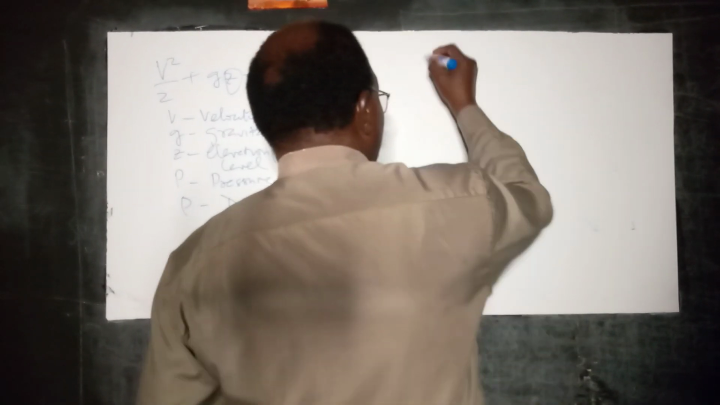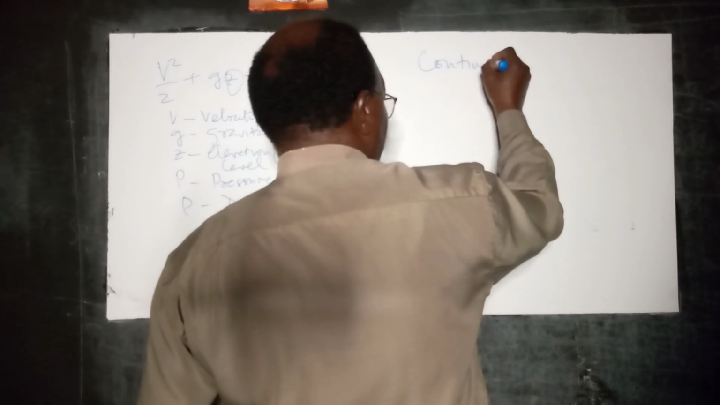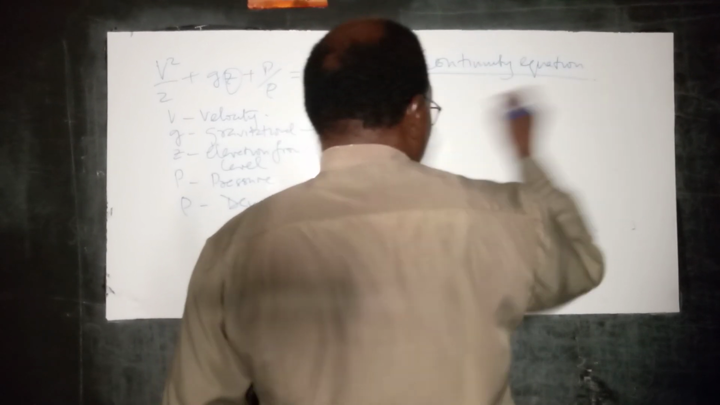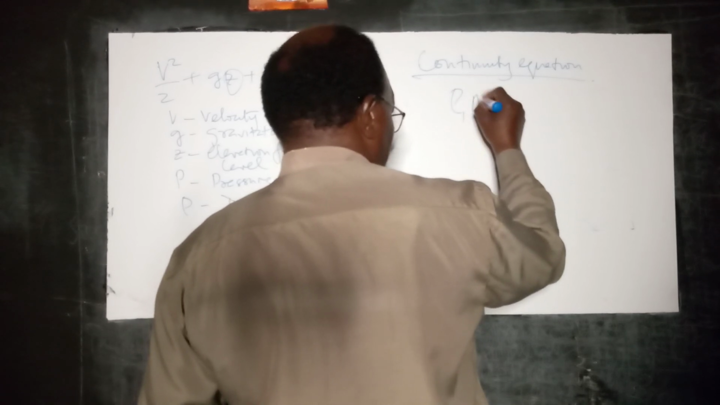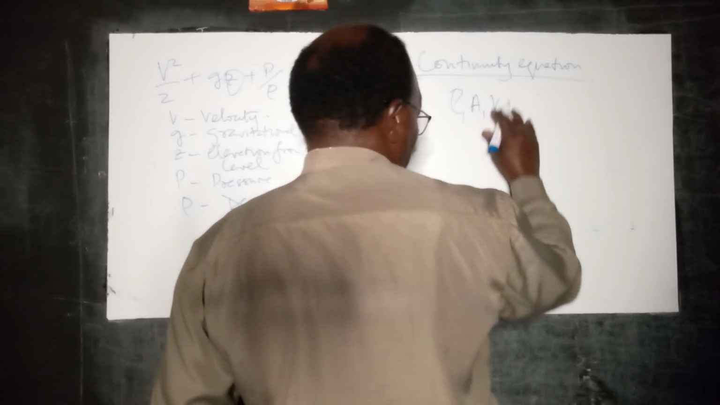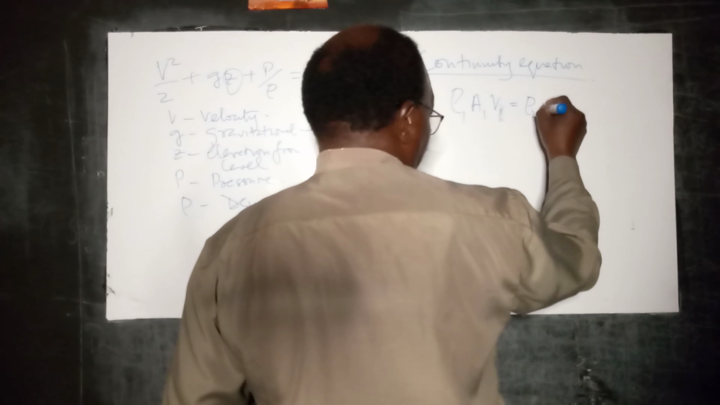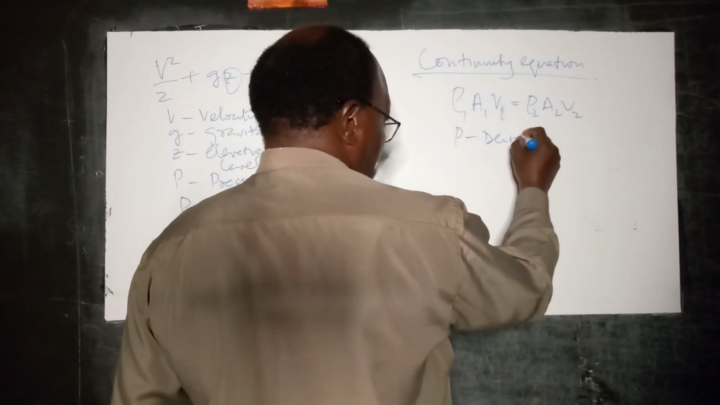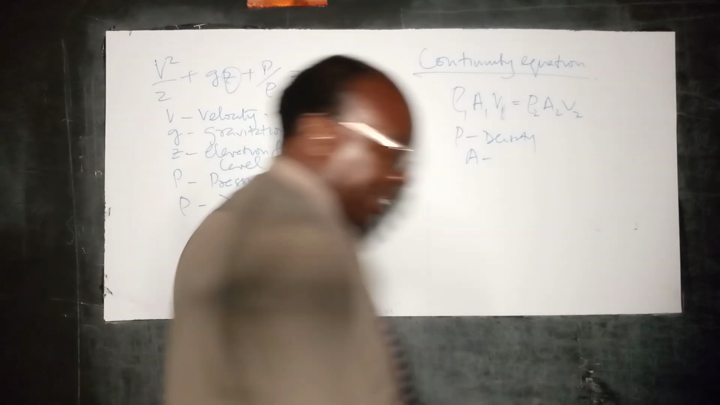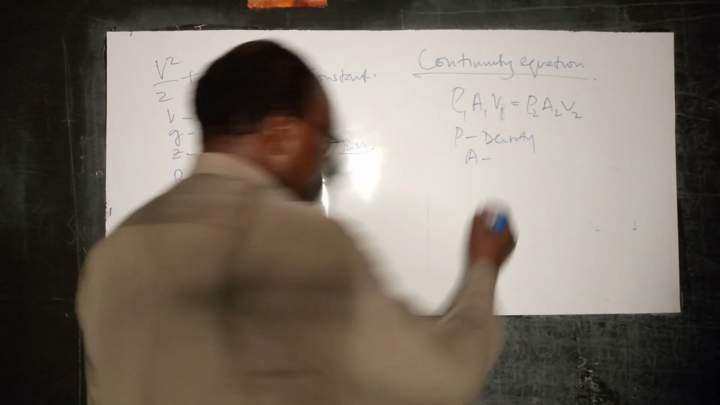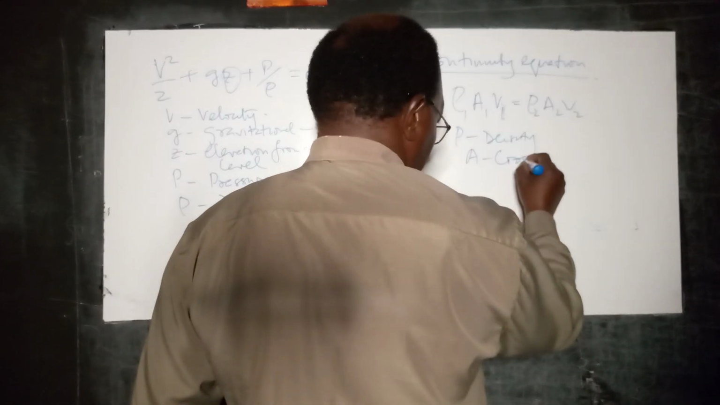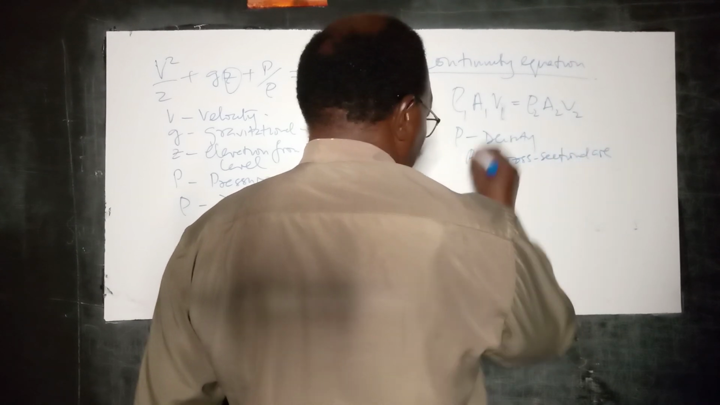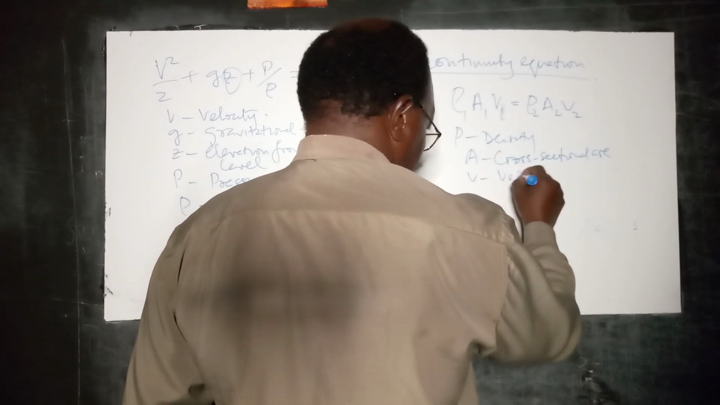Marries together with the continuity equation. And that continuity equation, rho 1 A1 V1 is equal to rho 2 A2 V2, where rho, again, is density, A is the cross-sectional area of your conduit, and V is the velocity.